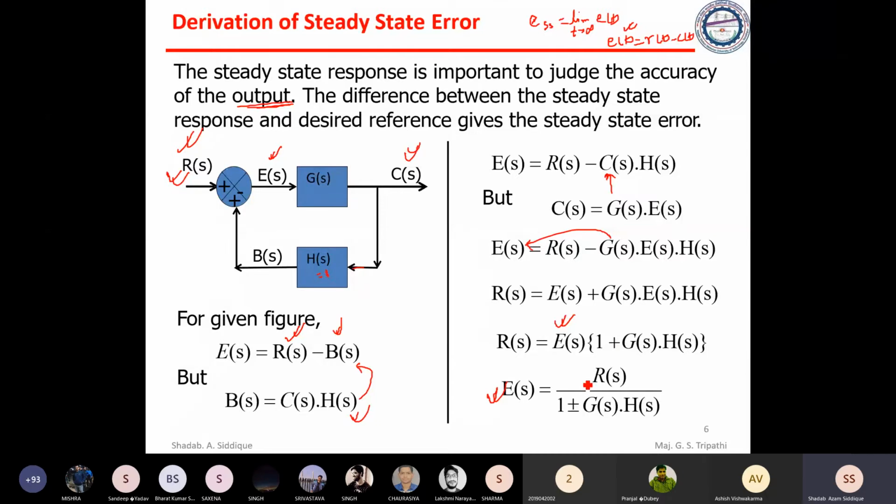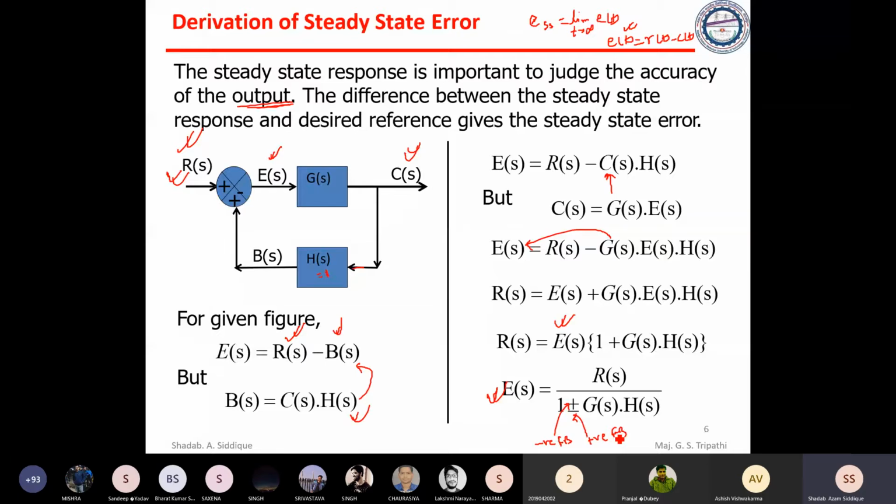It again depends on the plus or minus, on the nature of the feedback. If negative feedback is there, this term will be positive. If positive feedback is there, this term will be negative. So this is for negative feedback, and this is for positive feedback. From now, just remember E(s) is equal to R(s) divided by 1 plus G(s) into H(s). Now this is the error we are getting in the Laplace domain.